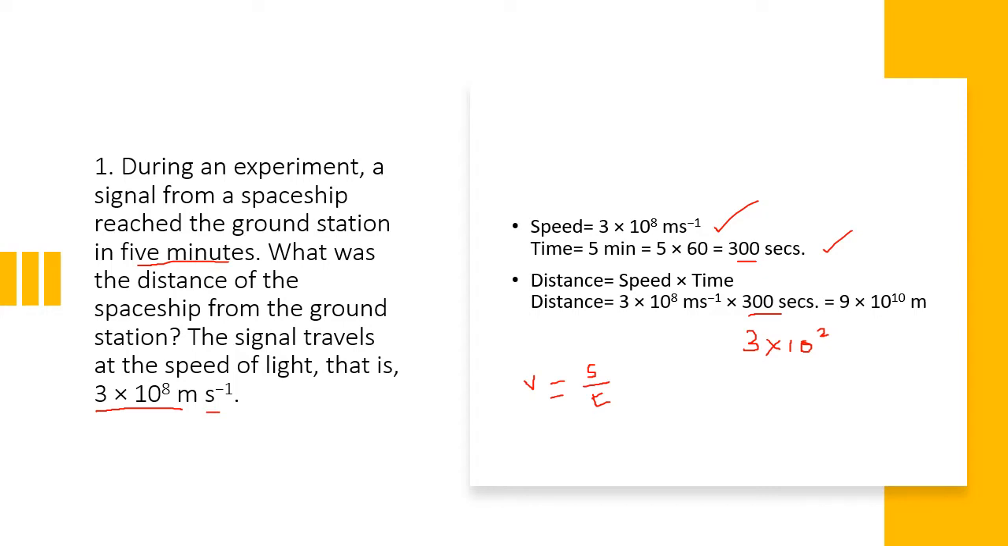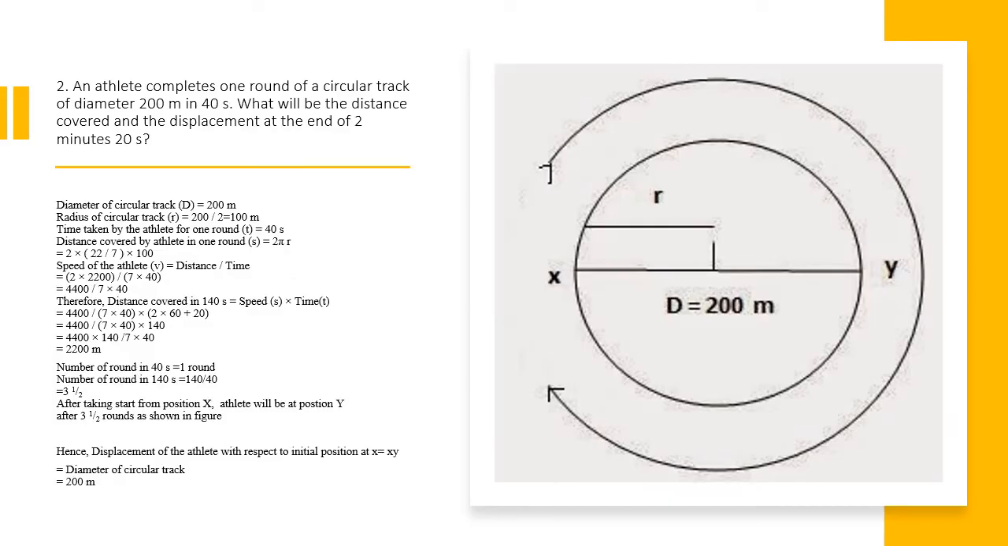You need this distance. So cross multiply this. So s equal to v into t. So 3 into 10 to the power 8 multiplied by 300 seconds. 300 you can write as 3 into 10 to the power 2. Right? Then the answer is 9 into 10 to the power 10 meters. This is your distance.